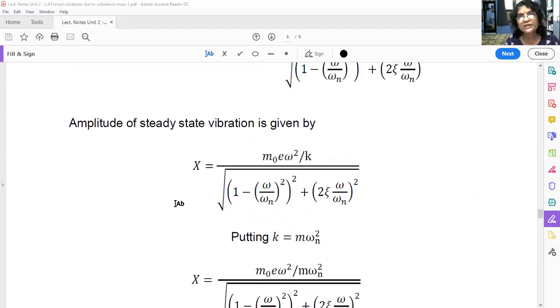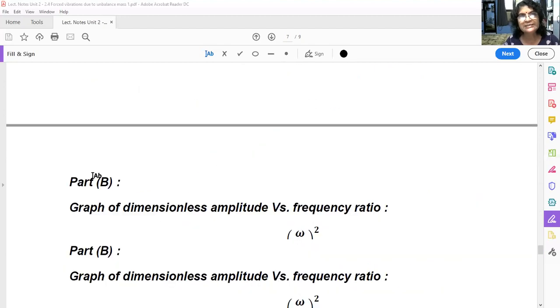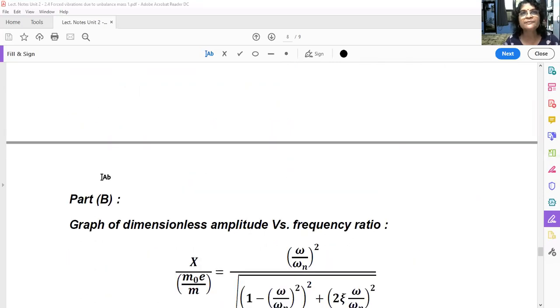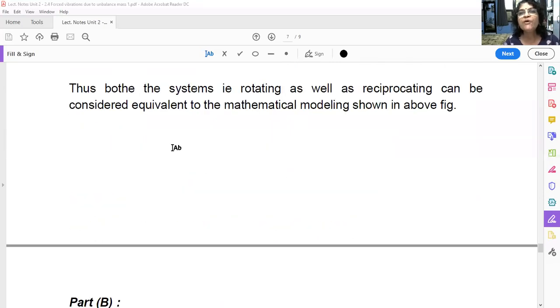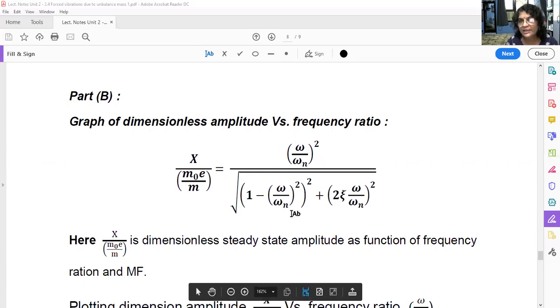Now let us move further and study the plot, that is the second part, part B, the graph of dimensionless amplitude versus frequency ratio. So you know that capital X upon M0E upon M is equal to (omega upon omega n) whole squared upon the square root of (1 minus (omega upon omega n) squared) whole squared plus (2 zeta omega upon omega n) whole squared.